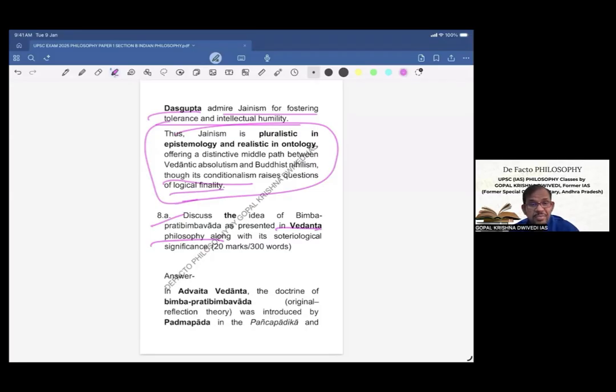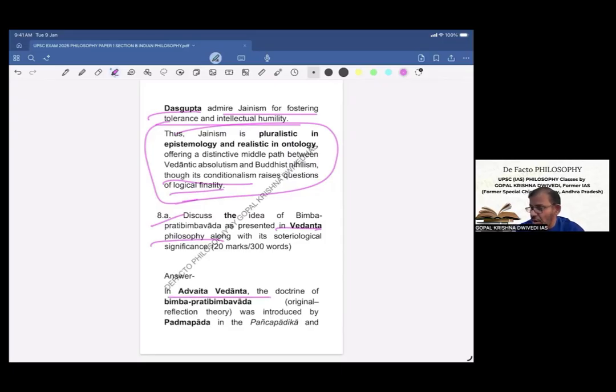Discuss the idea of Bimba Pratibimbavada as presented in Vedanta philosophy along with its soteriological significance. So first you have to discuss, as per the directive, Bimba Pratibimbavada in Vedanta, and then its soteriological significance. And since the directive is 'discuss', some critical comments, a critical evaluation also has to be mentioned. Okay, so we'll now start.